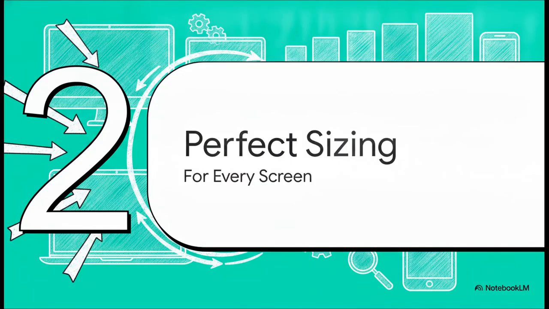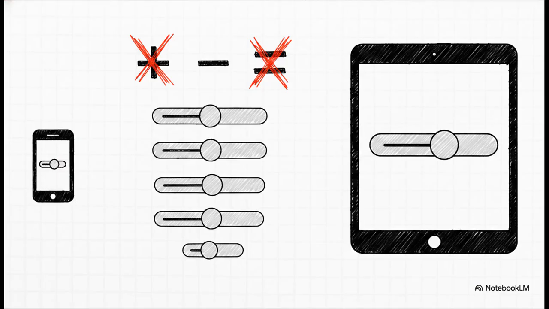Moving on to part 2, perfect sizing for every screen. You know, getting sliders to look right on a tiny smartphone versus a massive tablet used to require a ton of manual math. Well, not anymore. Instead of guessing pixel dimensions, you literally just use simple Tailwind size tokens directly in your designer properties. We're talking XS for extra small all the way up to XL for extra large.